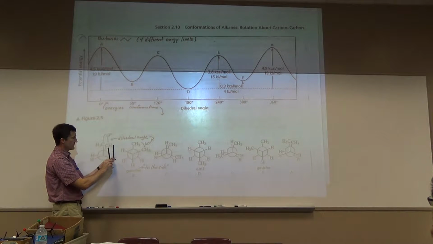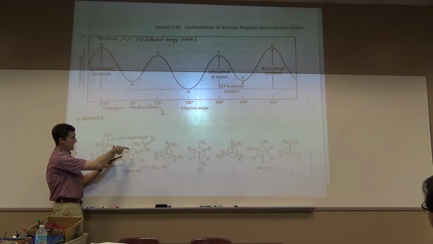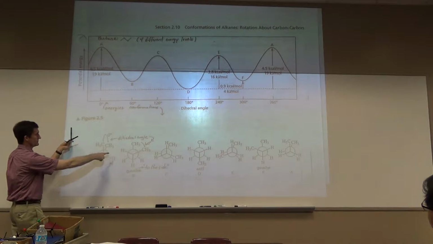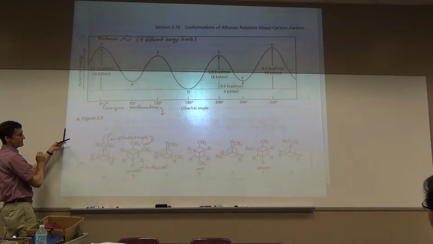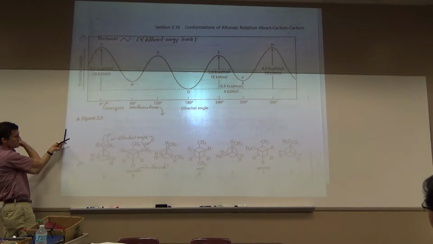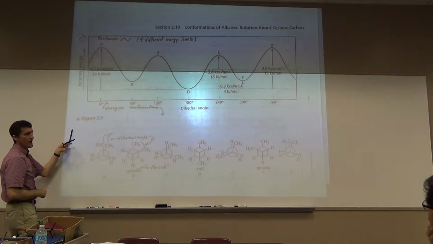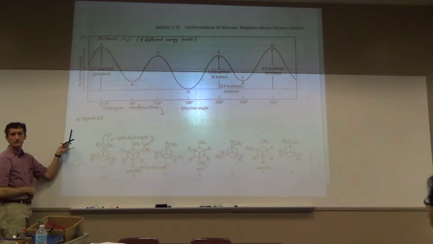Let's turn the front carbon to the right 60 degrees, and we get that. Back straight up. Front carbon, we have H straight down, H this way, and H that way. I mean a methyl that way. Is this eclipsed or staggered? Staggered.